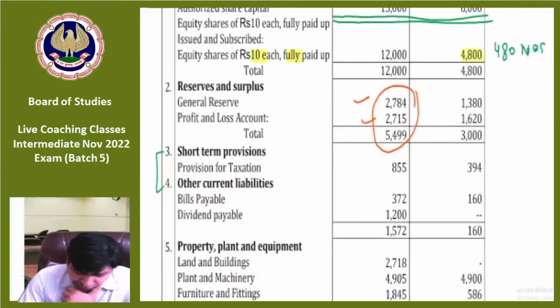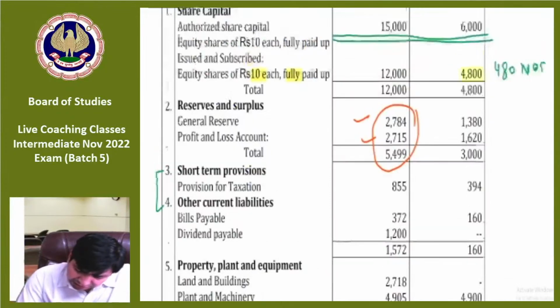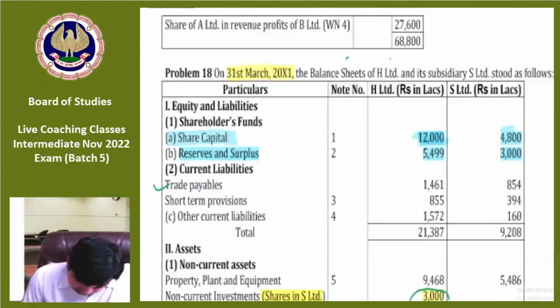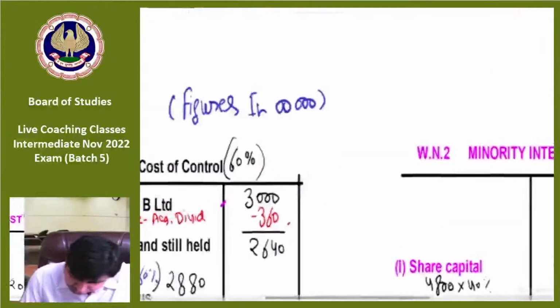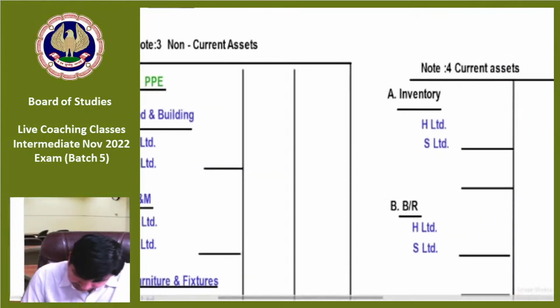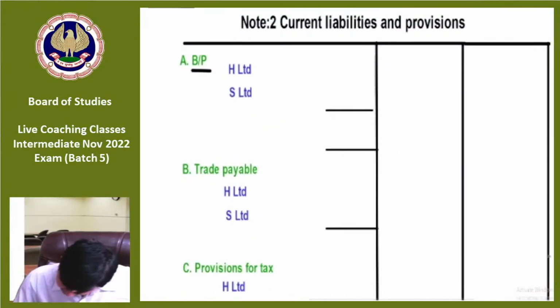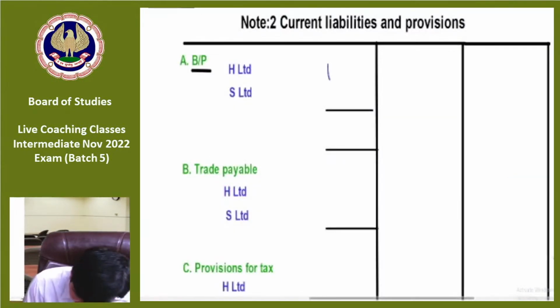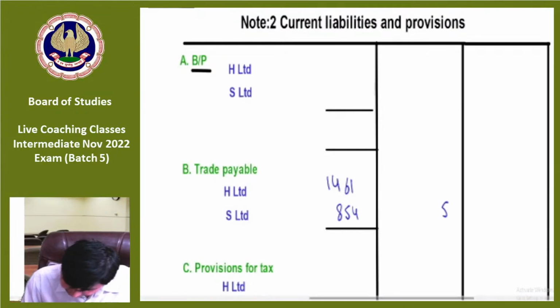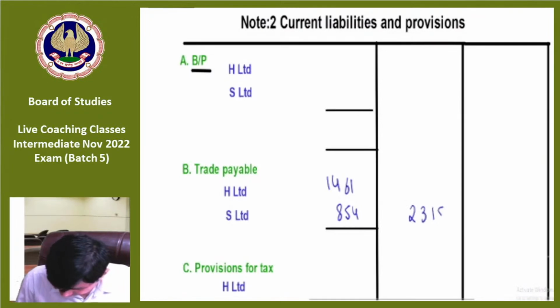Anyways, general reserve and profit and loss we have posted. Now it's the turn to consolidate trade payable. Beta, holding and subsidiary's trade payable must be posted to the current liabilities working notes to accounts. What is the trade payable figure of the holding and subsidiary company? That is 1461 and 854. What is the total? The figure is 2315.